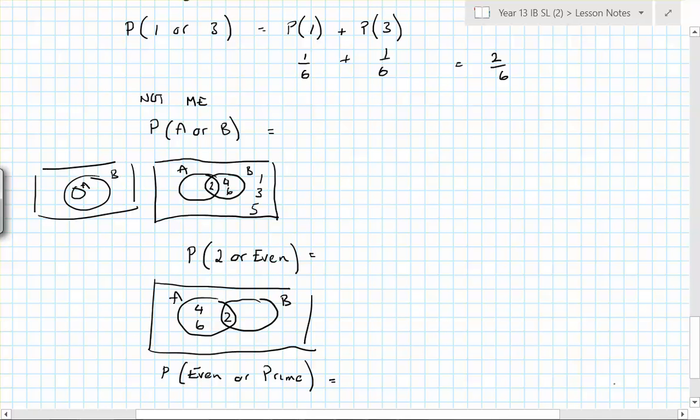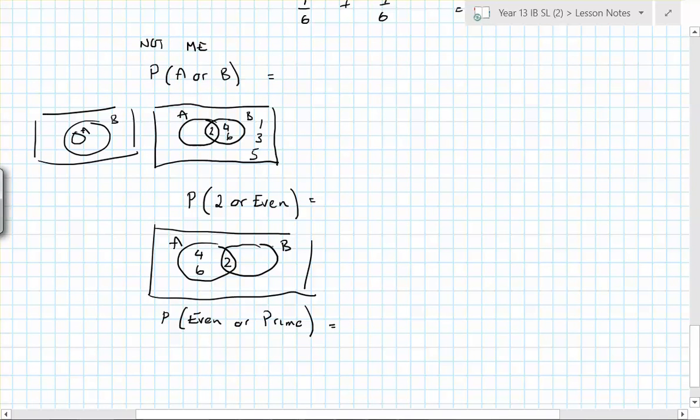The prime numbers: 5 and 3. So the only one not in there would be a 1. 1 wouldn't be in either of those groups. So the probability of getting an even or prime is this, with 2 in both.